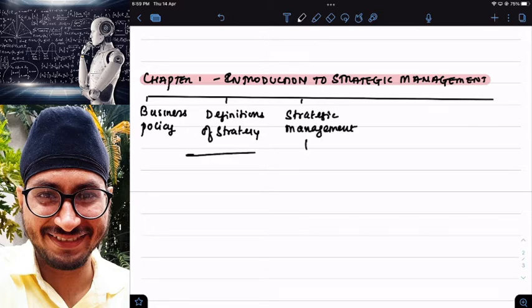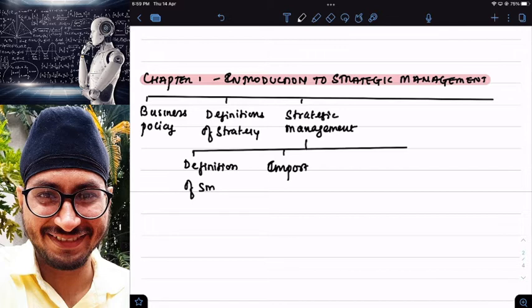Concept number 3. In strategic management, we have 3 small concepts. One is the definition of strategic management. Then second one we will see the importance of strategic management, and then limitations of strategic management.